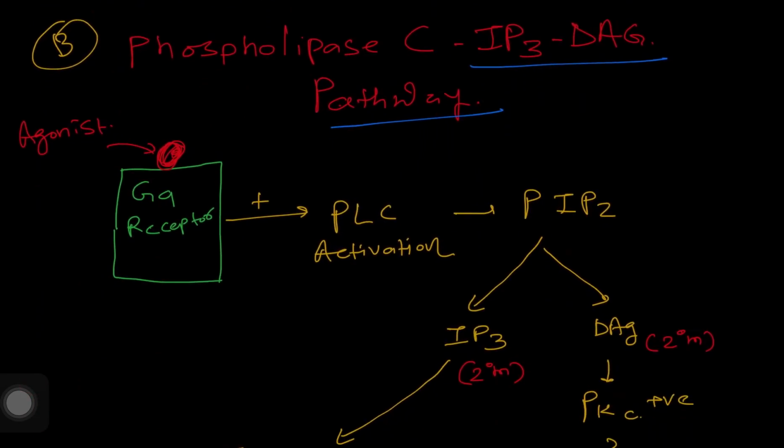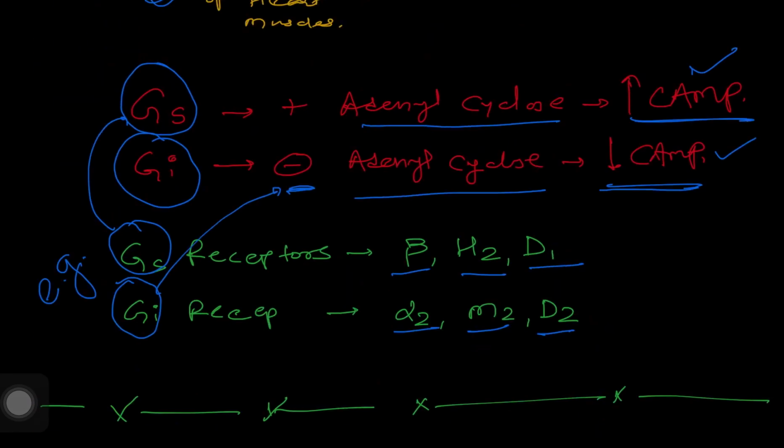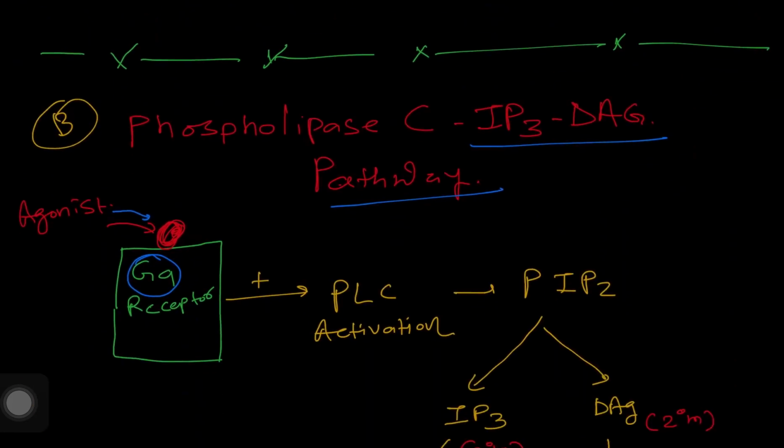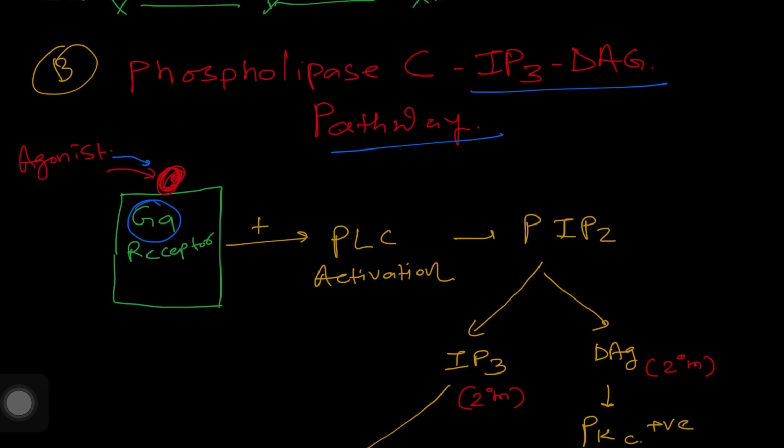Now, as the name suggests, the phospholipase C IP3-DAG pathway. Here again we have our agonist which binds with a G protein, and here only one type of G protein is there, and that is the Gq type of receptors. So in the initial pathway we had Gs and Gi, and in this IP3-DAG pathway we have Gq type of receptors.